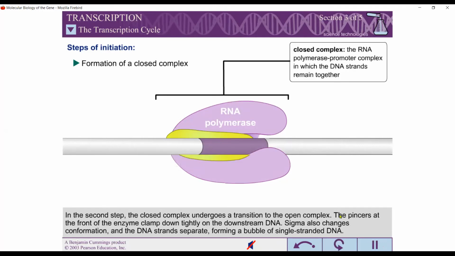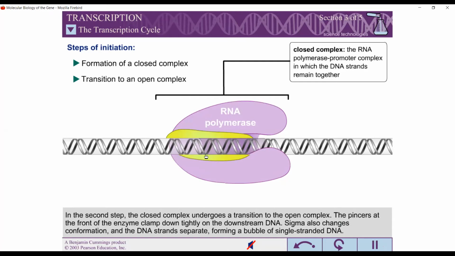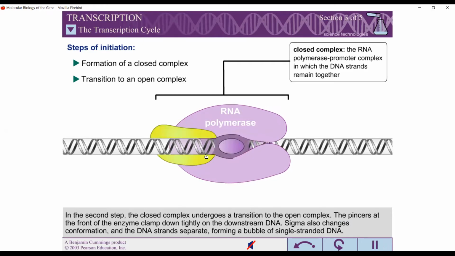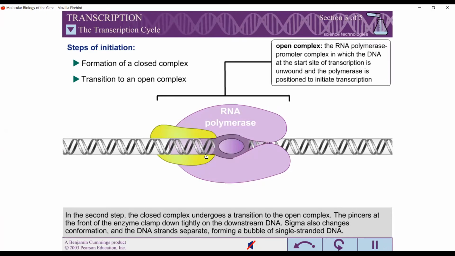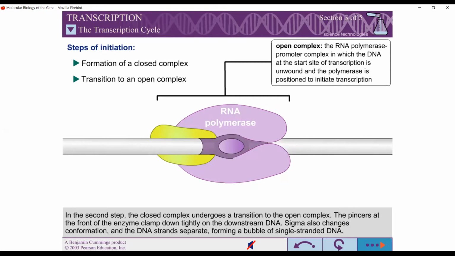So you saw initially it is in a closed complex form. As the front of the enzyme further associates with the -10 sequences, you can see the change in position of the sigma and the DNA strands separate, forming a bubble of single-stranded DNA. So this is known as the open promoter complex.